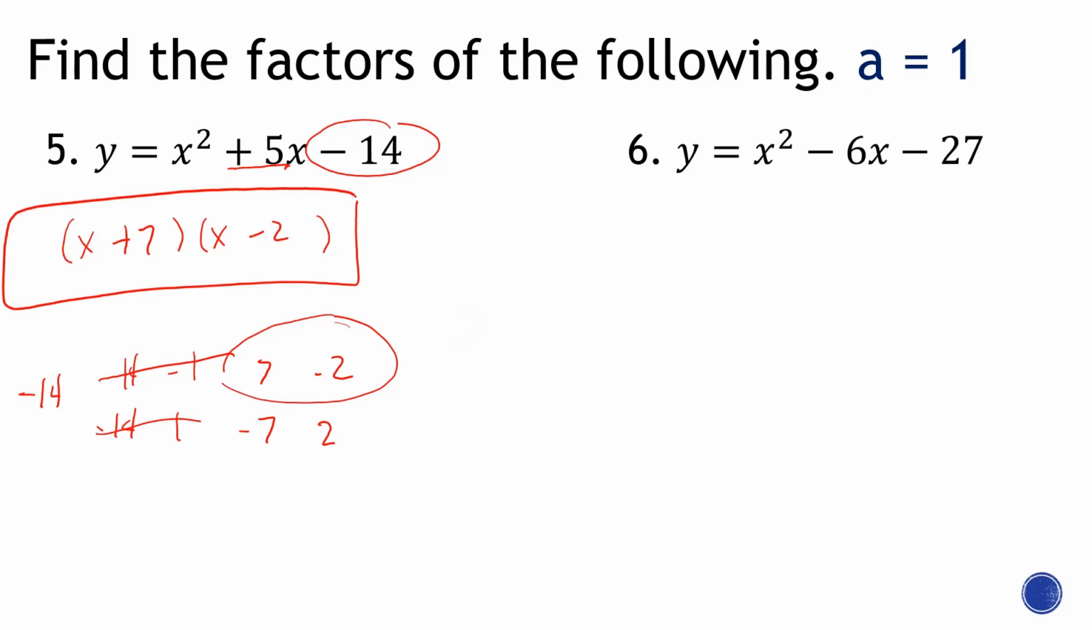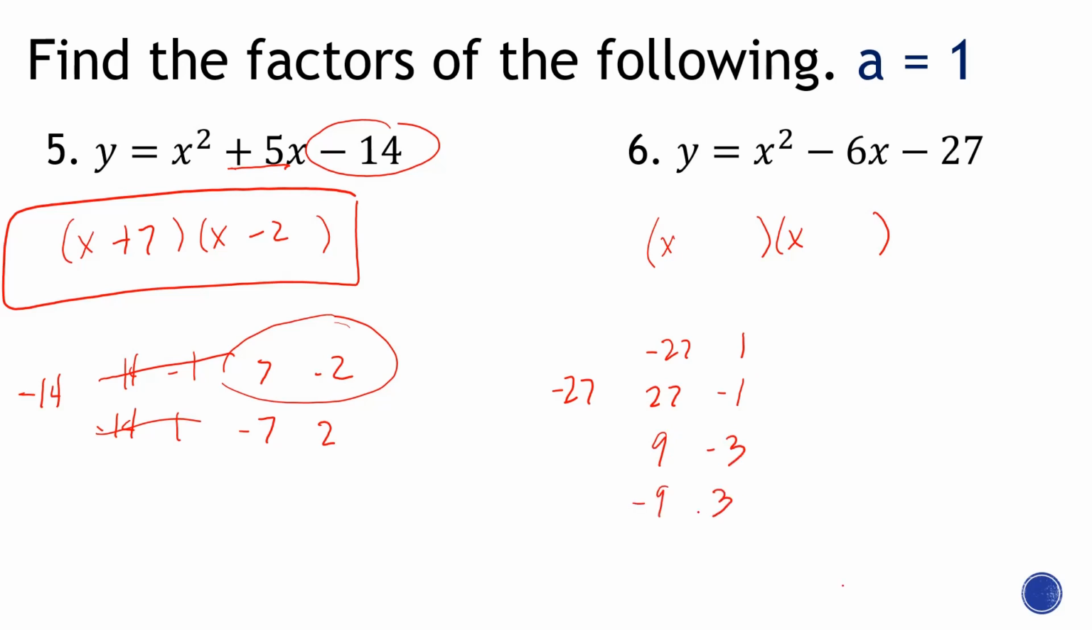So in short, we need to look for two numbers. If we multiply them, the answer should be the constant. If we add them, the answer should be the numerical coefficient of the second term. Let's try the last one. That's negative 27. Negative 27 and 1, 27 and negative 1, 9 and negative 3, negative 9 and positive 3.